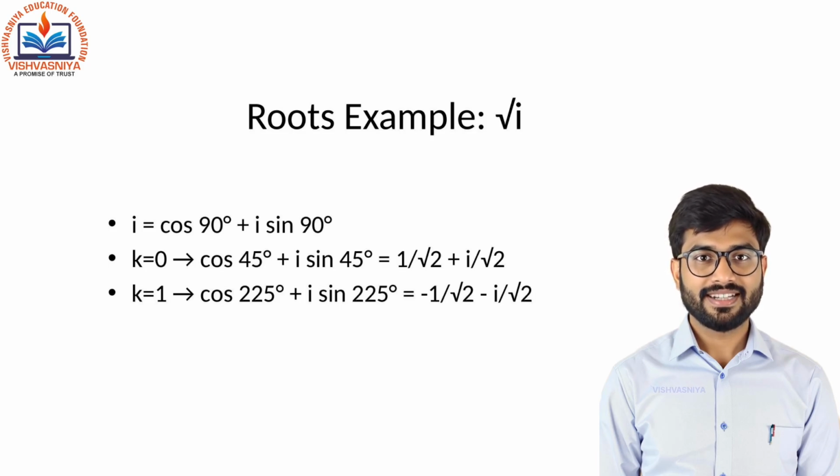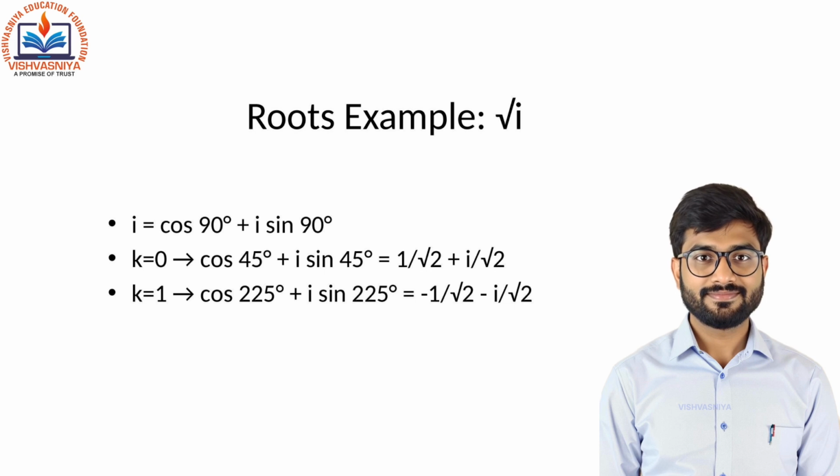For k equals 1, angle equals (90 plus 360) divided by 2, equals 225 degrees. Root equals cos 225 plus i sin 225, equals minus 1 by square root of 2 minus i by square root of 2.